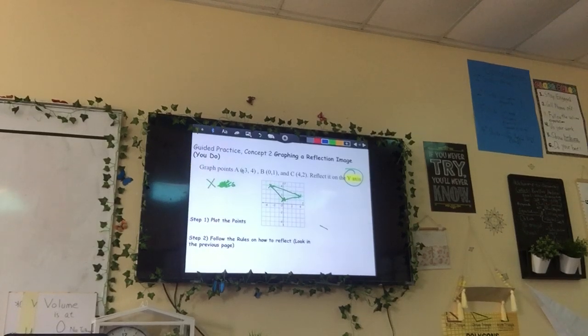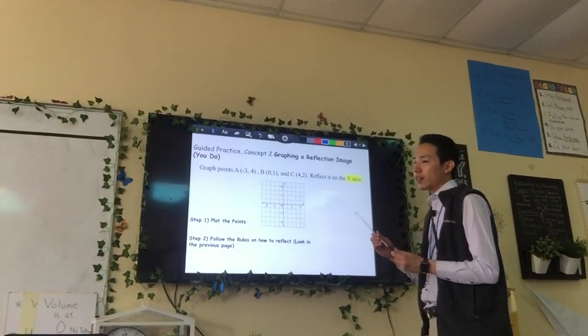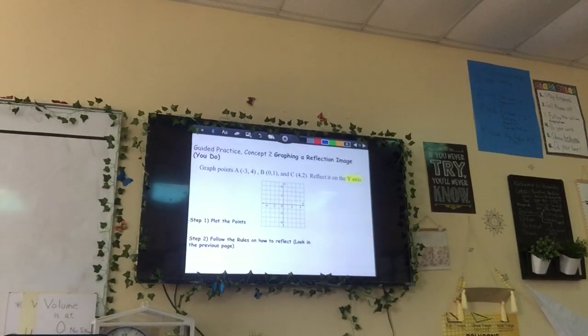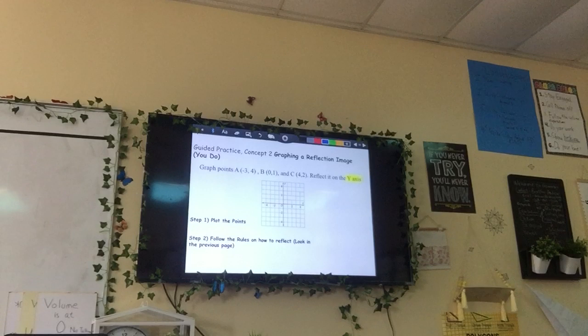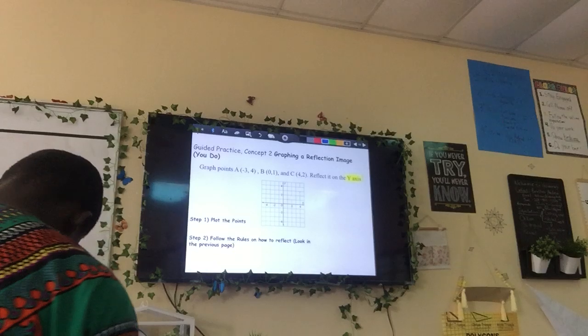All right, let's try the you do. These are the same coordinates, but this time, again, you are reflecting on the y-axis. Take 2 minutes to do it. Just let people plot out the points. Let's see. Looking at Maria. Let's see, how are we doing here?